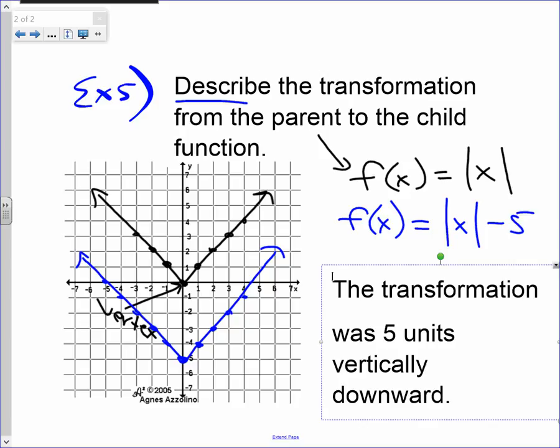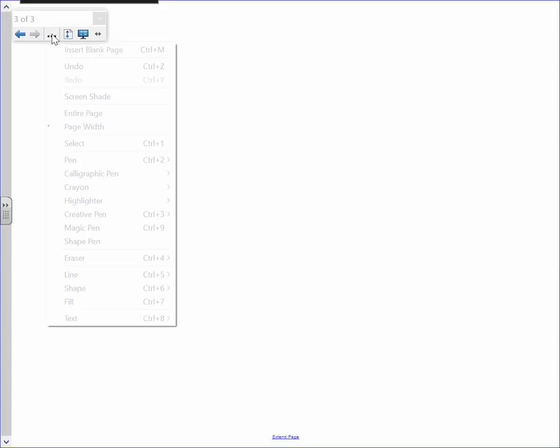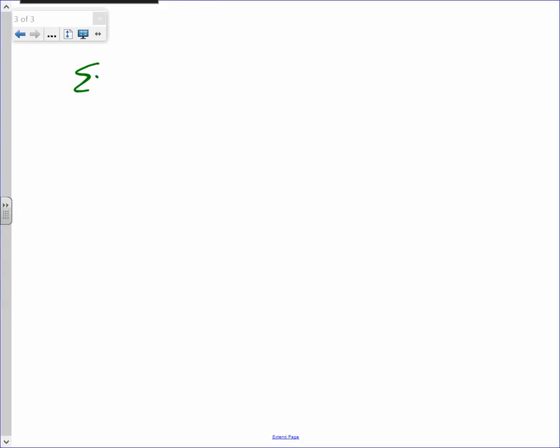When I say vertically on your notes, vertically means up or down. So from the parent to the child, vertically downward. So we're describing the child, huh? In other words, what was in blue. All right. Questions? Example 6. Want to write describe transformation?